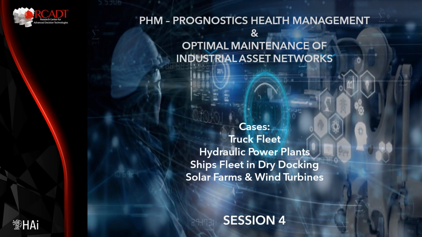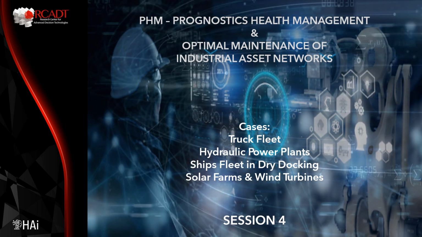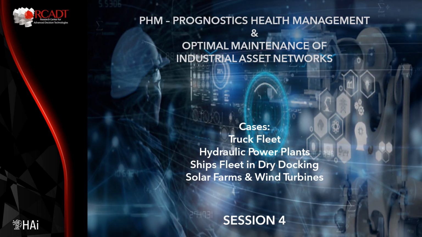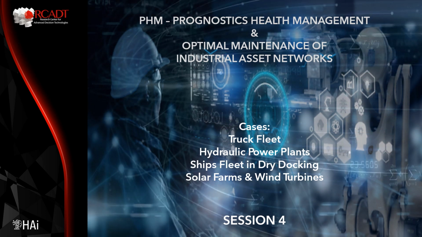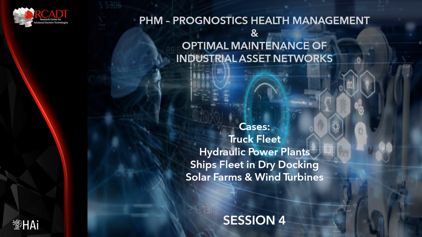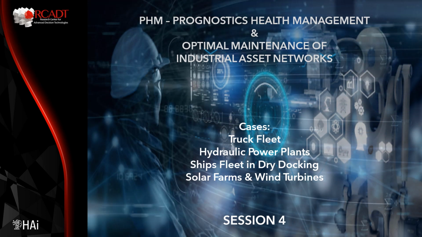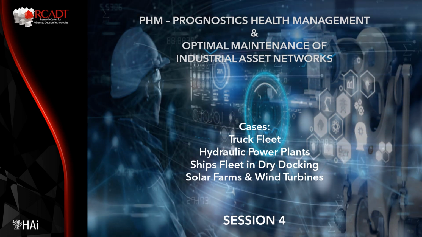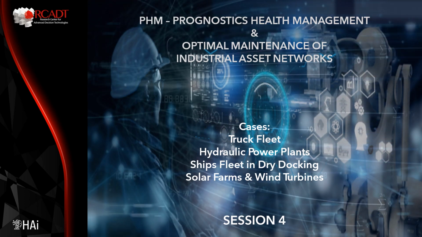Course, PHM, Prognostics Health Management. Topic: Optimal Maintenance of Industrial Asset Networks. Session 4. Optimal Component Maintenance, and Optimal Maintenance of the Asset Network. Cases: truck fleet, hydraulic power plants, ships fleet in dry docking, solar farms, and wind turbines.